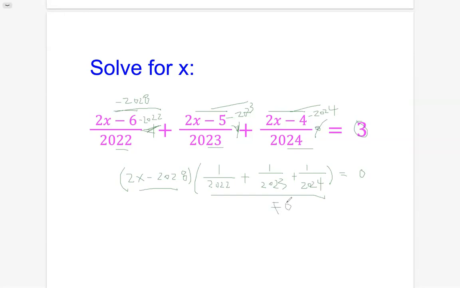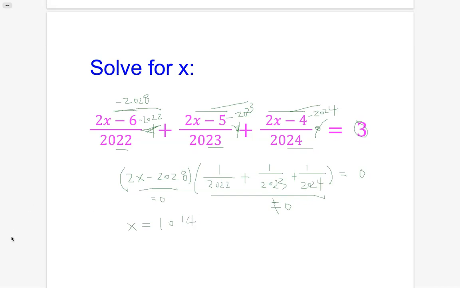And we don't have to calculate it. You see, that's the beautiful thing about this. We don't have to calculate. We don't have to make a common denominator. As long as we know this is not equal to 0, we just forget about this. So that means this term is 0. If this term is 0, that means 2x equals 2028. Then divide by 2 on both sides, that means x equals 1014. Right? 1, 0, 1, 4.